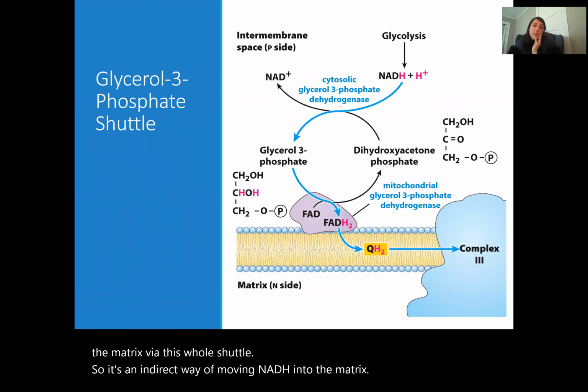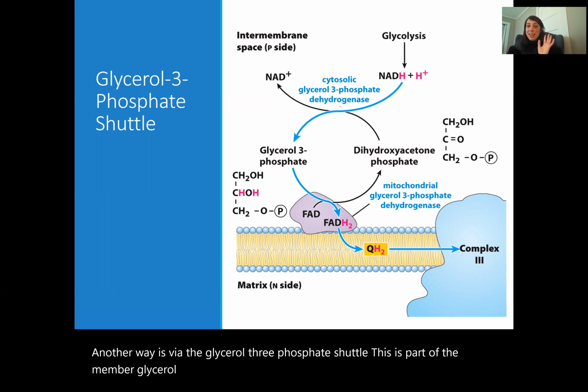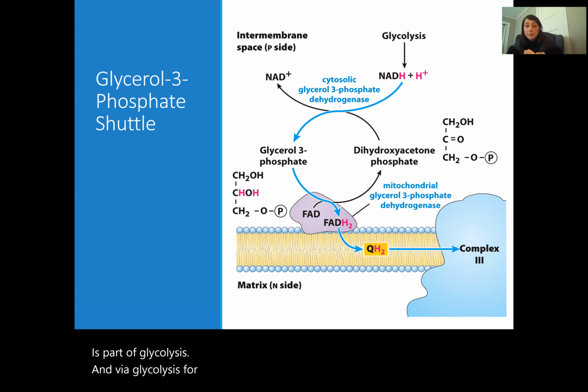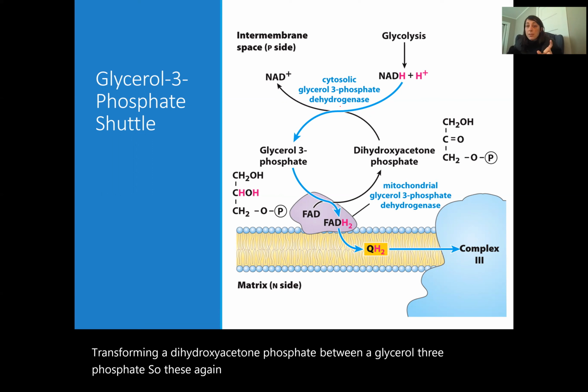Another way is via the glycerol 3-phosphate shuttle. This is part of, if you remember, glycerol 3-phosphate is part of glycolysis. And via glycolysis, we're making NADH, right? And one way we can take that NADH is by transforming dihydroxyacetone phosphate into glycerol 3-phosphate. So these again are isomers of each other. We saw them in glycolysis. They can transform into each other.